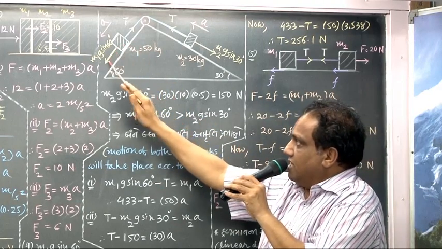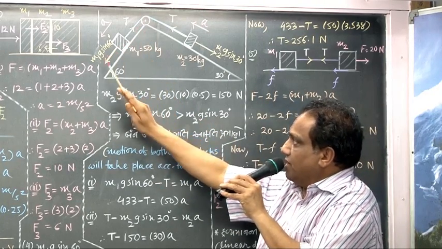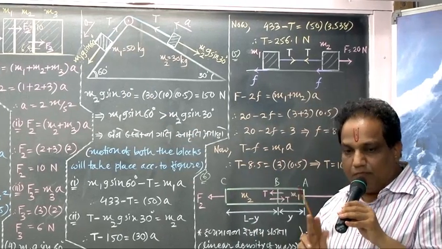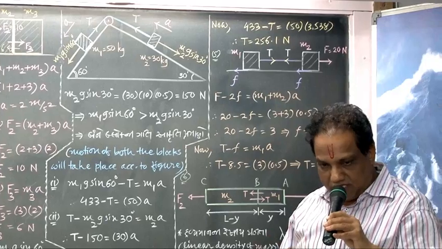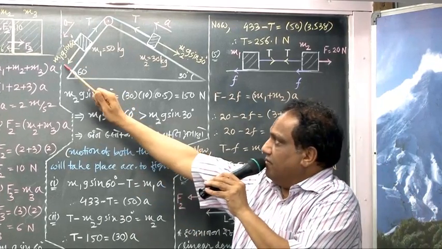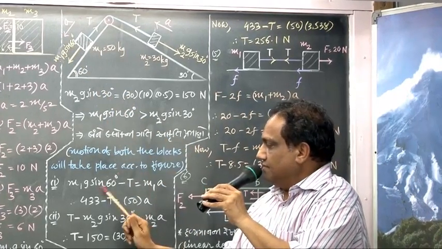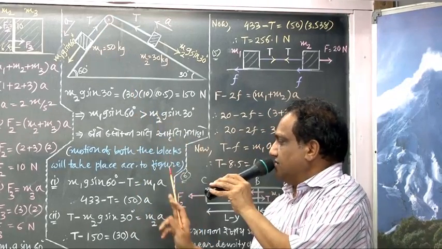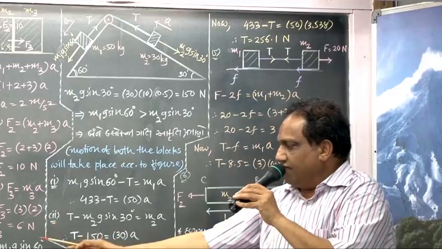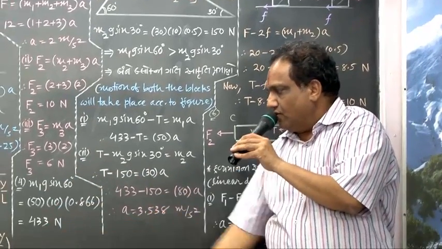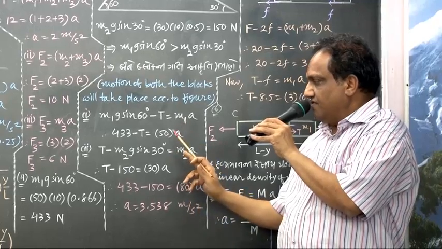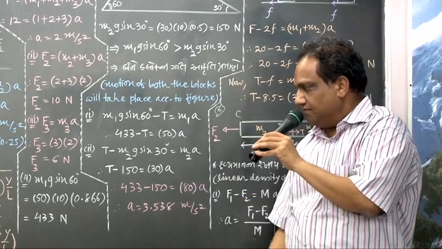This force is bigger, this force is smaller. Bigger minus smaller equals mass into acceleration. Bigger is m1g sin 60 degree, minus smaller is T, equals mass m1 times acceleration a. This m1g sin 60 degree we have found out is 433 Newton, minus T. m1 is 50 kg, a I want.